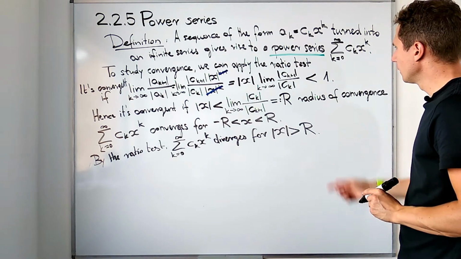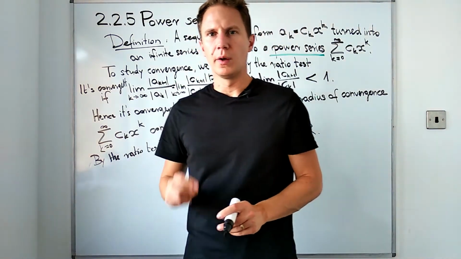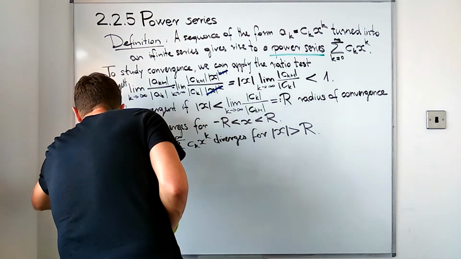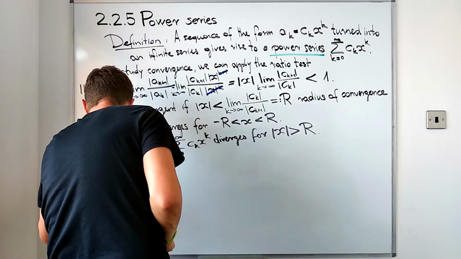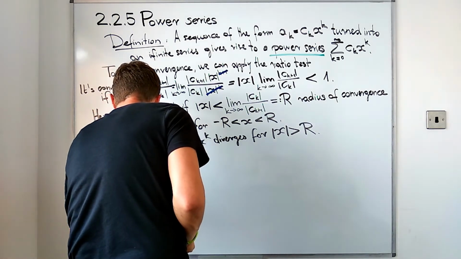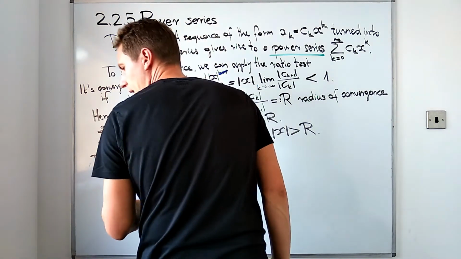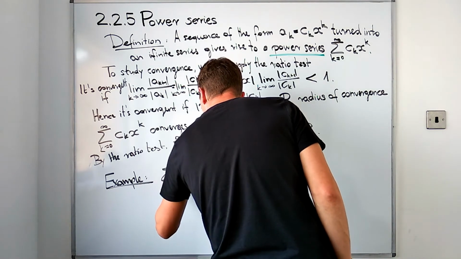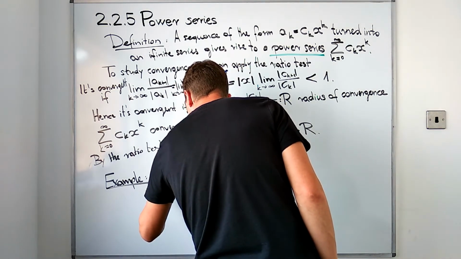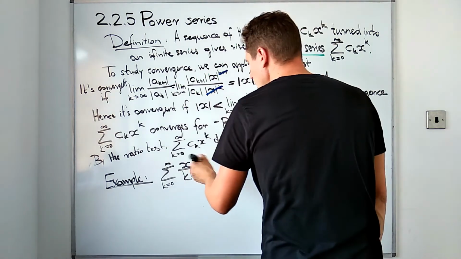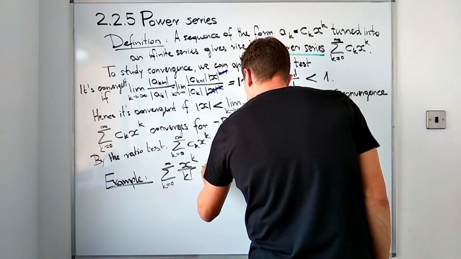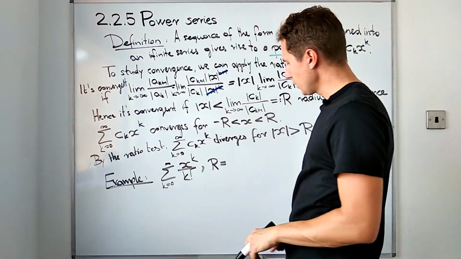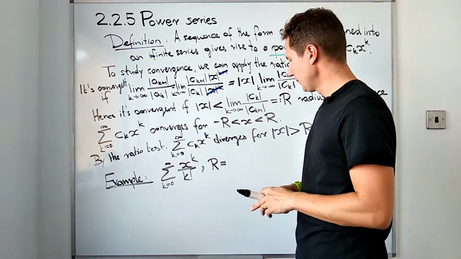Now, to give you an example, or rather two examples, I will consider the following power series. I would like you to consider this power series of x to the power k divided by k factorial, with k going from 0 to infinity. I want you to find the radius of convergence for this series. Pause the video, calculate the radius of convergence, and put it in the box below.